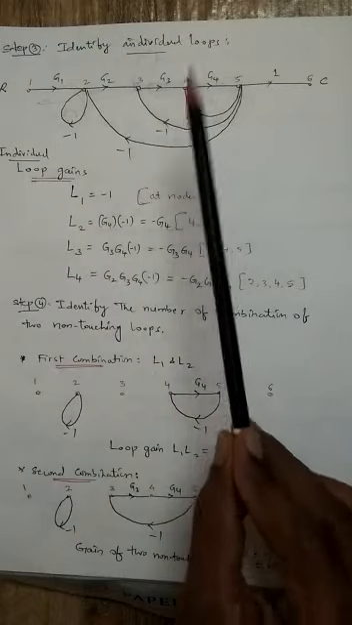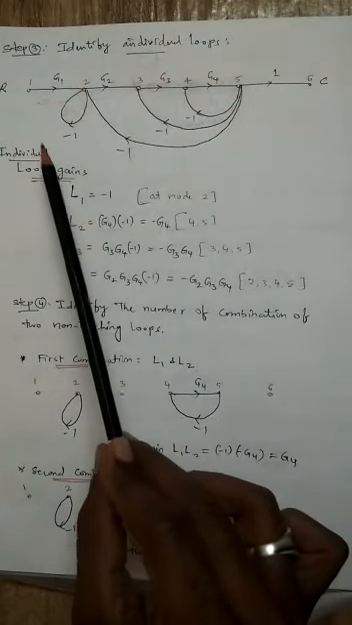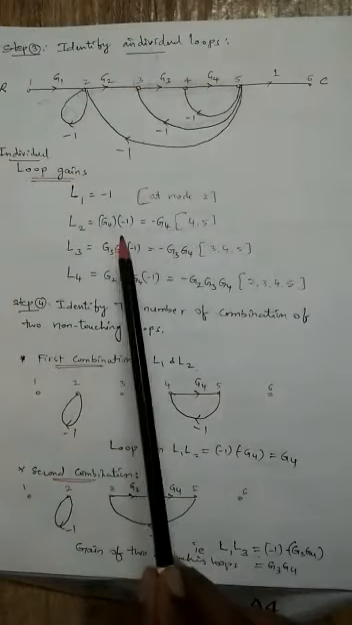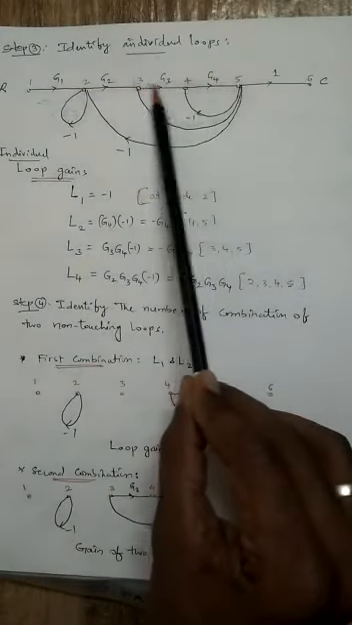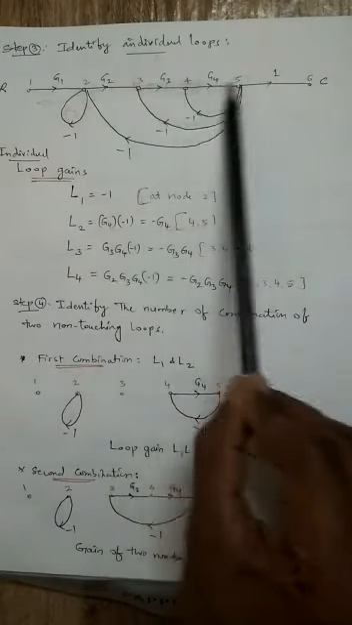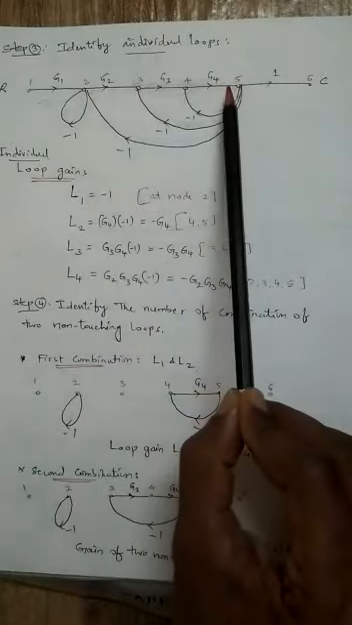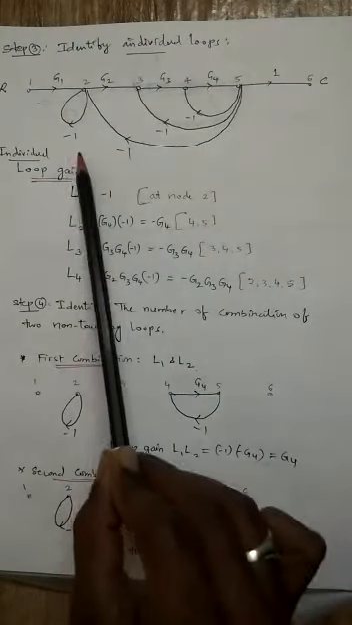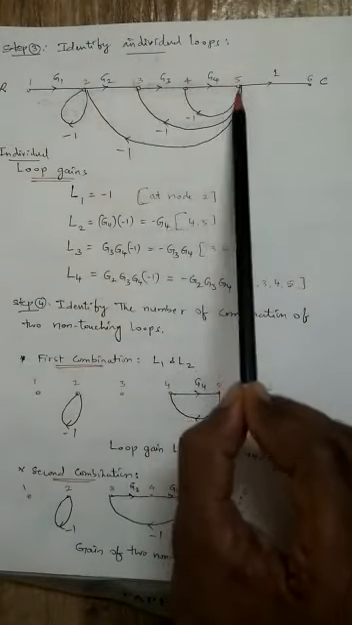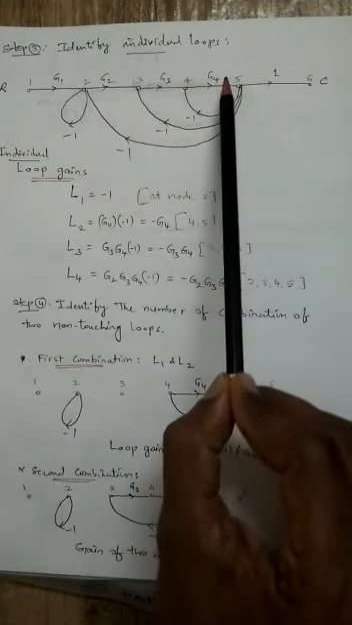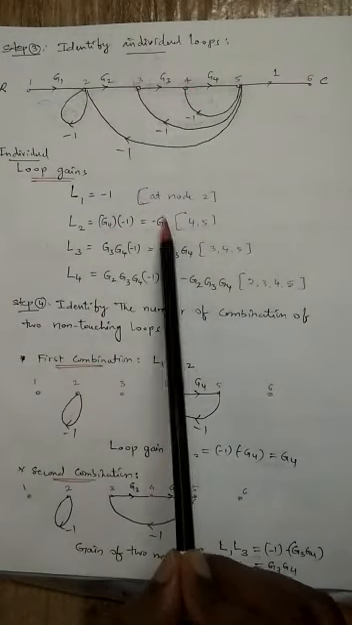After identifying the loops, now you have to find the loop gains of those loops. I will take this as loop L1, this as loop L2, this as loop L3, this as loop L4. Let us find loop gain of these loops. What is the loop gain of loop 1? Minus 1. What is the loop gain of loop 2? Multiply these two. G4 into minus 1 gives minus G4.